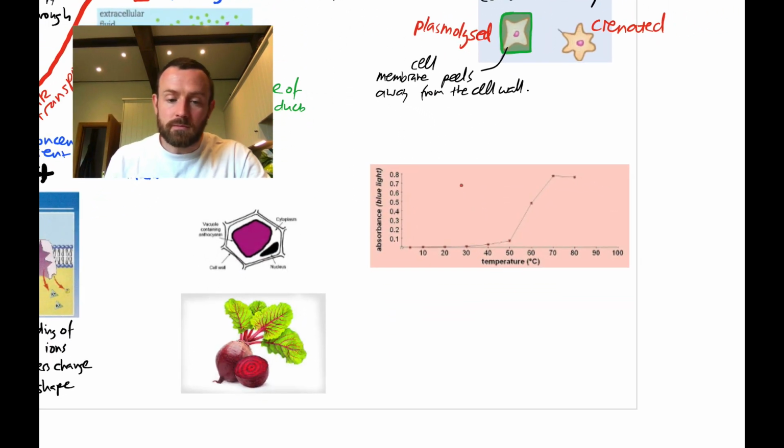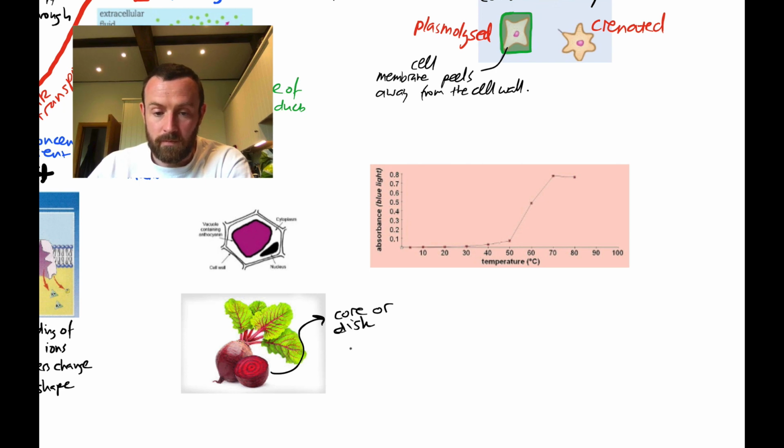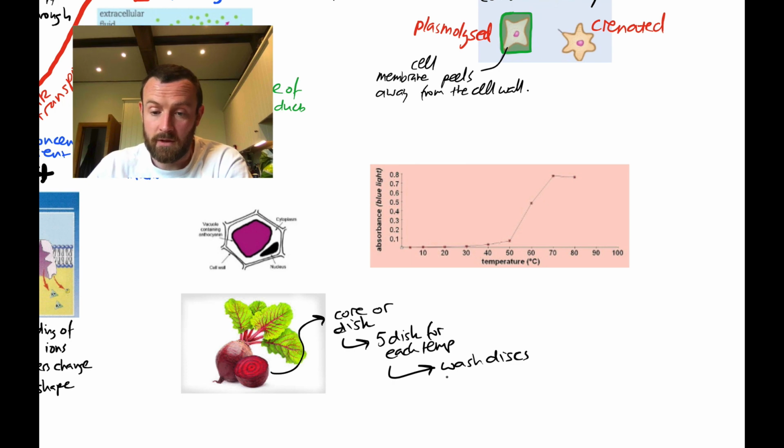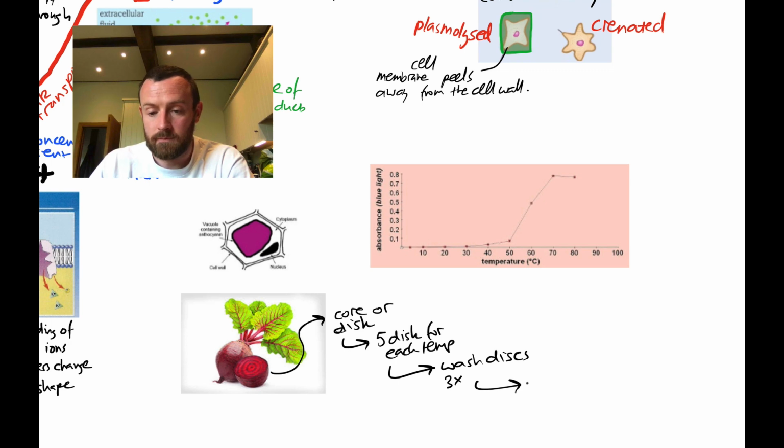Final key experiment. So this is the beetroot experiment. You take a piece of beetroot. Again, you do a core or disc. Maybe loads of discs, let's say 5 discs for each temperature. You've got to wash these loads. You've got to wash the discs like 3 times minimum in distilled water, and that removes the surface color.